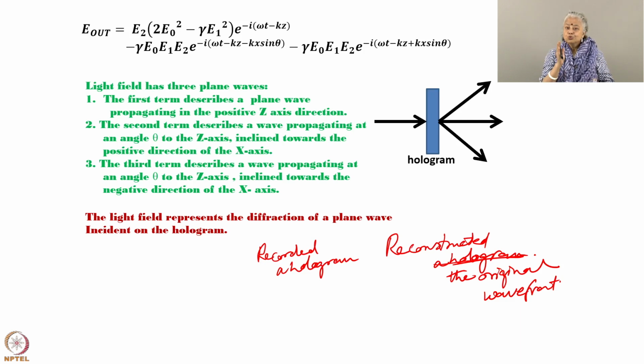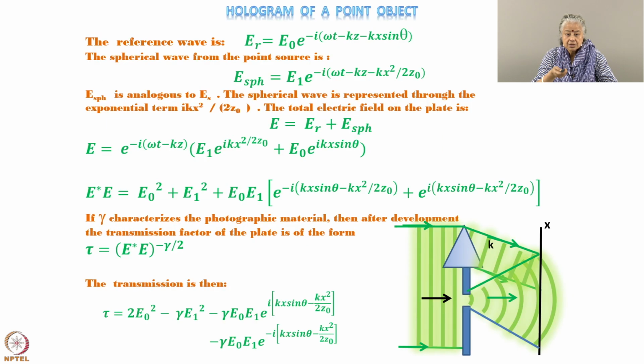And it is like a two-dimensional thing, because the photographic plate is on the xy plane. And you can use Cartesian coordinates, which I have used here. Okay. So, now let us go to the hologram of a point object. So, now I'll try to construct what happens from a point object.